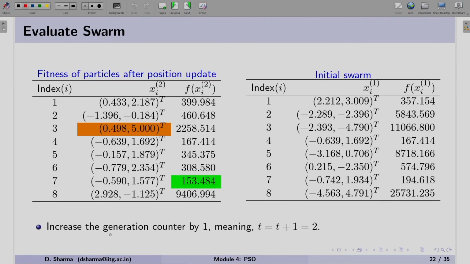Now, at the end we increase the generation counter by 1. So, currently we are at generation number 2. Generally for the algorithm we go for one generation, but in PSO, when we started, the velocity was kept 0 and the local best of the particle was the same as the current position of the particle. To understand this phenomenon more, we will show you the hand calculation for one more generation. So, let us start with that.